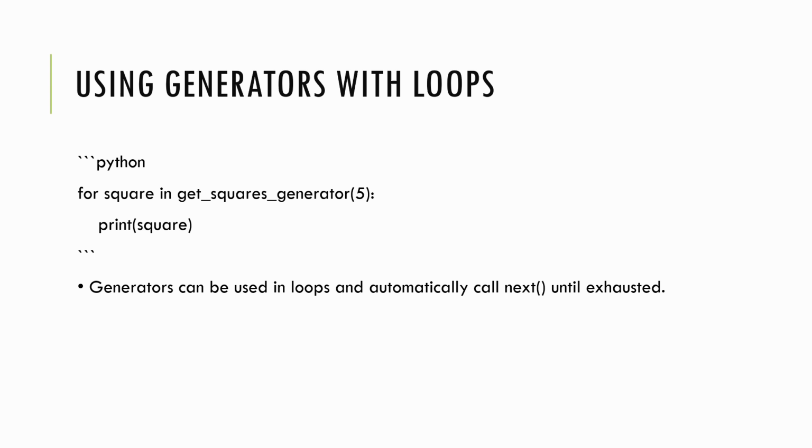Generators work seamlessly with loops. You can iterate through a generator using a for loop, and it will automatically call next on each iteration. This allows you to process items one by one without needing to load everything into memory upfront.